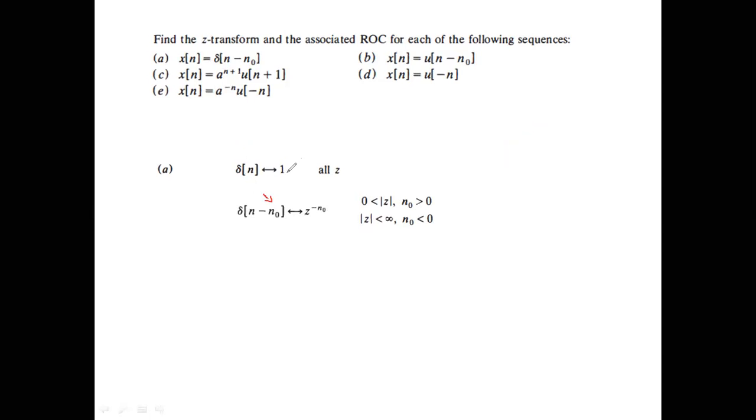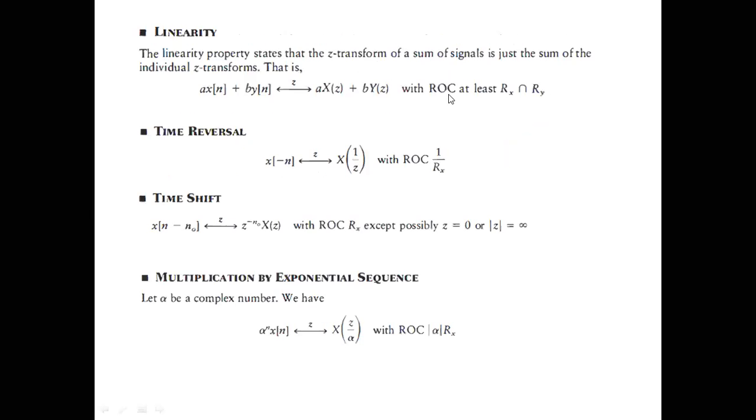Okay, if there is a shift in the time domain, what shall we do? Let us see the statement here. If there is a shift in the time domain, this n naught turns out to be the power of z. That means for x of n minus n naught, what we have to do now is simply multiply by z to the power minus n naught.